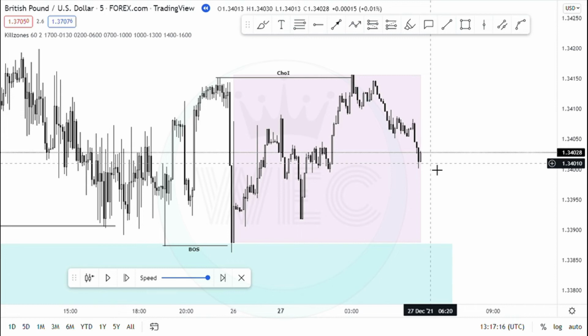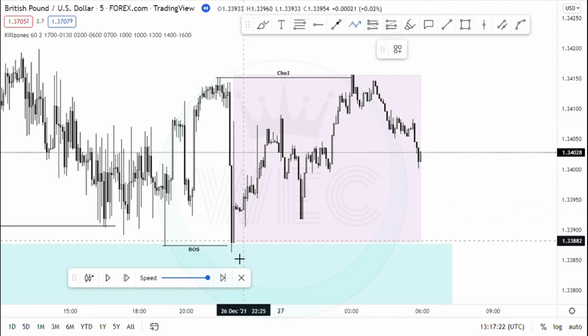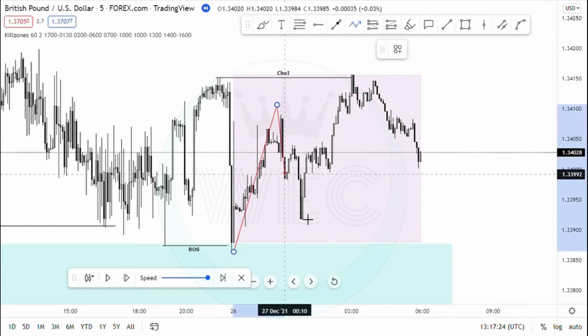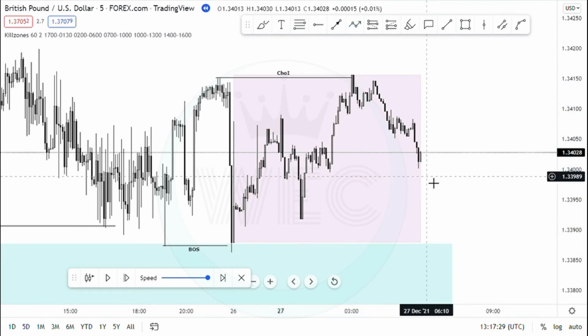Stepping into the 5-minute time frame, I see that the 5-minute is making higher highs and higher lows, higher highs and higher lows. And it's now retracing. So it tells me that the 5-minute is also aligned with the M15, H1, and H4. So let's see what price does.